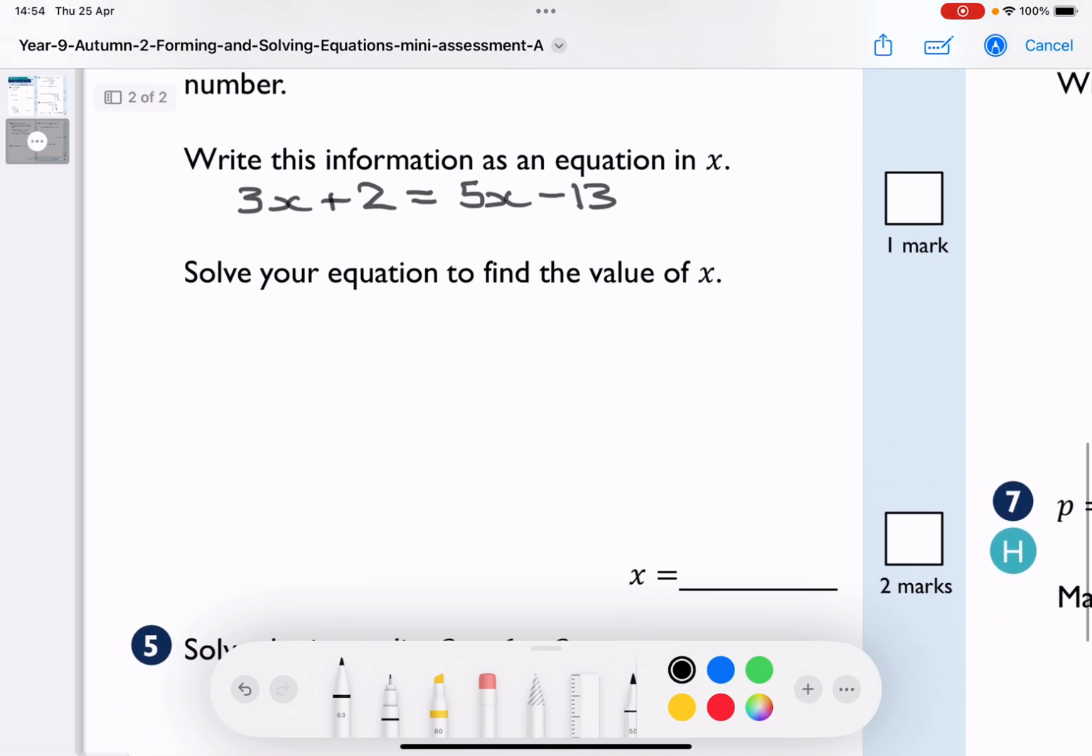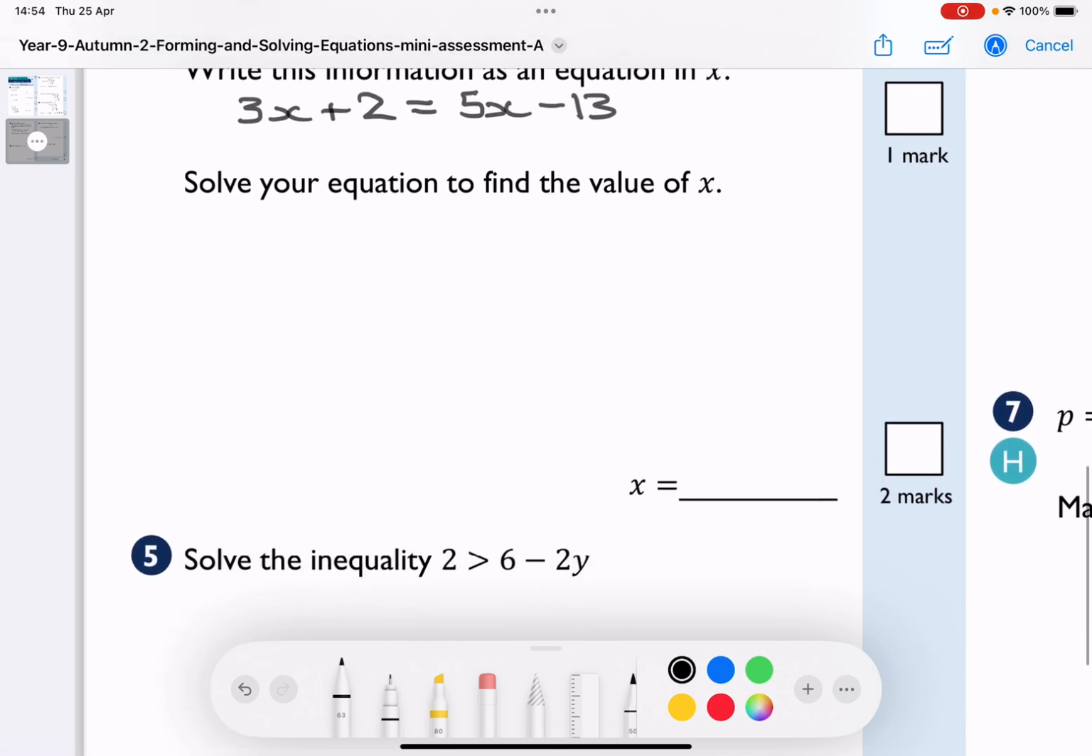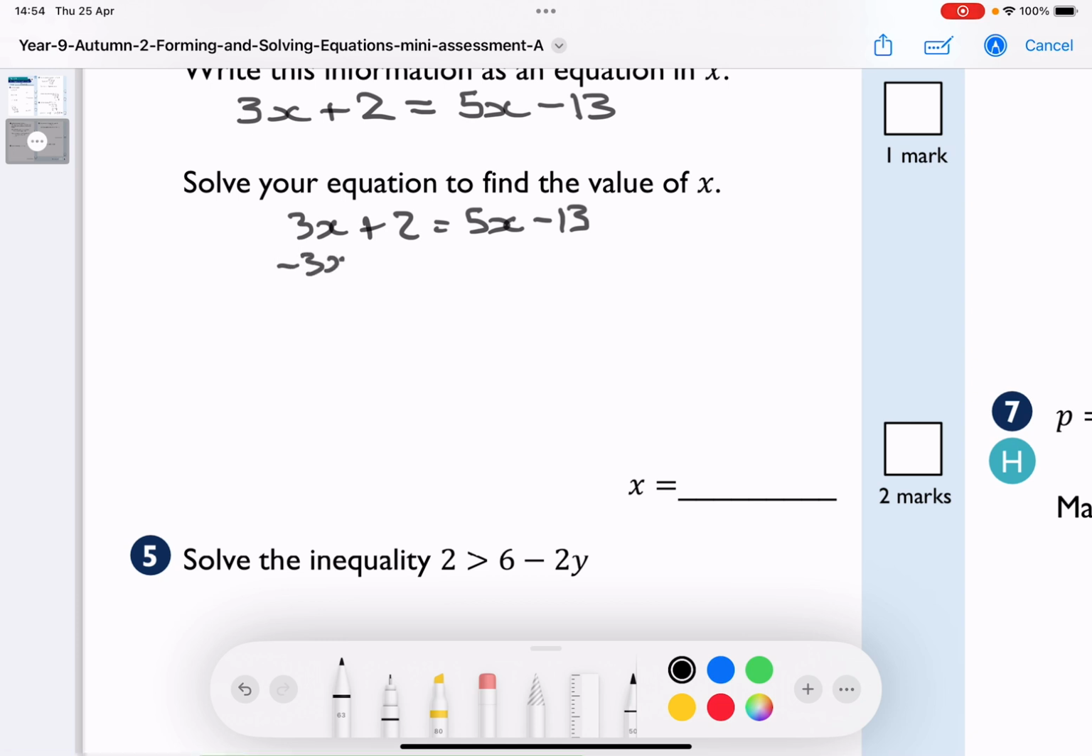Okay, so that's that. Solve your equation to find the value of x. So I'm just going to write this down. 3x plus 2 equals 5x minus 13. The first thing that we do here is get the x's together, and we usually do that by getting rid of the smallest x, which in this case is 3x. So I'm going to take that away, and I take it from both sides to keep the equation balanced.